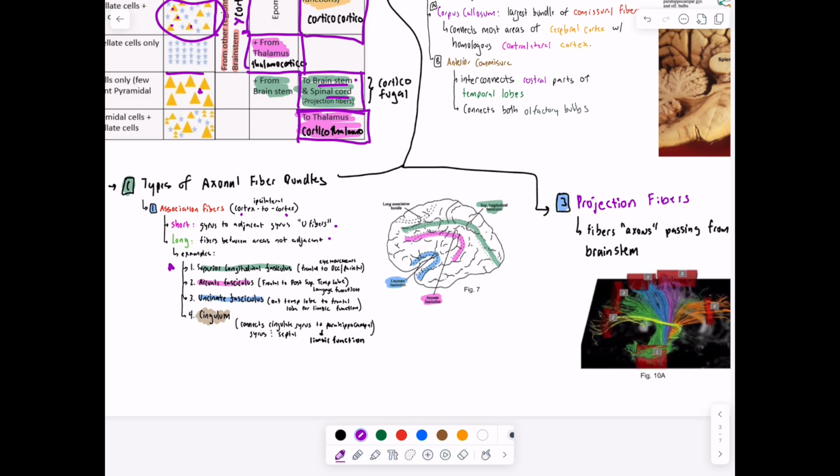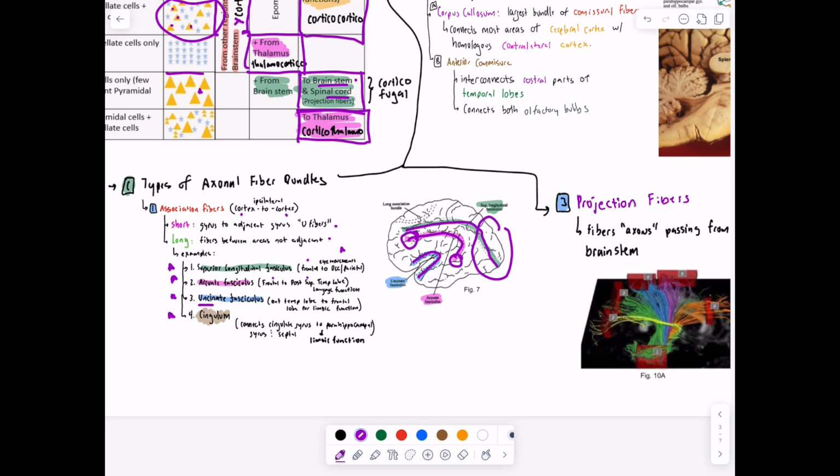We have superior longitudinal fasciculus, which you can see here. And it's going from the frontal lobe to the occipital and parietal lobe. This is going to be dealing with eye movements. Then you have the arcuate fasciculus, from frontal to posterior superior temporal. And this is, of course, actually going to be Broca's to Wernicke's right there. Then we have uncinate fasciculus, and this is going to go from anterior temporal lobe to frontal lobe for limbic function. The uncinate is dealing with limbic function.